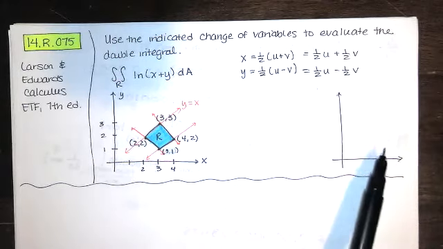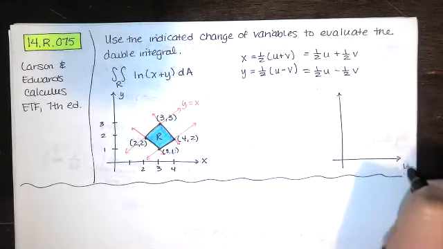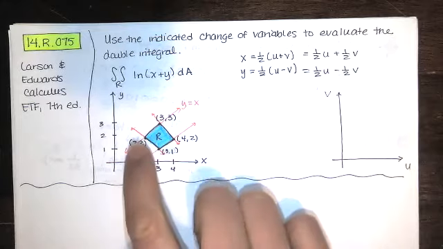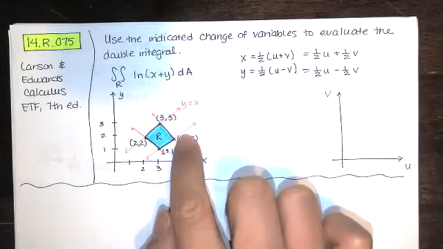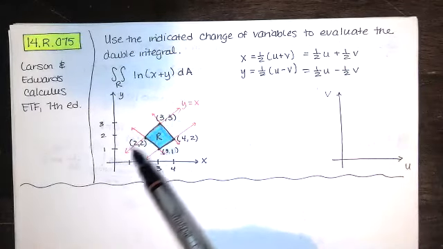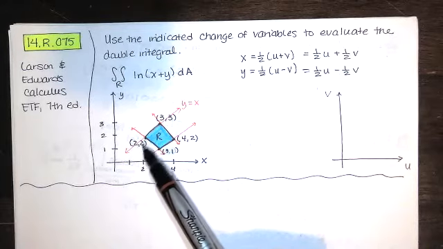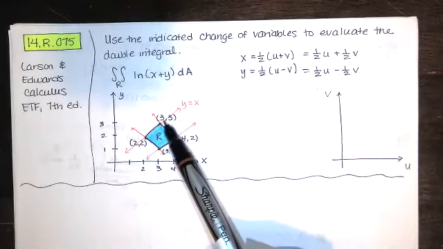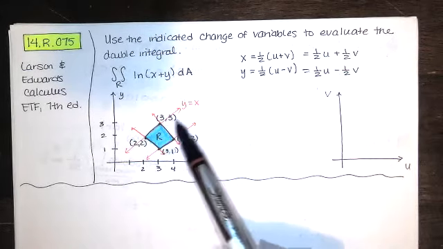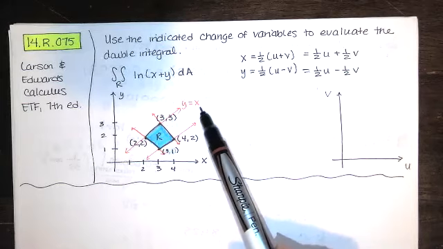So in order to come up with the region S, which is in the UV plane over here, I need to find equations for each of these boundary curves and then write them entirely in terms of u and v. This first equation is pretty simple. I see that my line goes through x equals 2, y equals 2, and it also goes through x equals 3, y equals 3. So x and y are the same, so y must equal x.